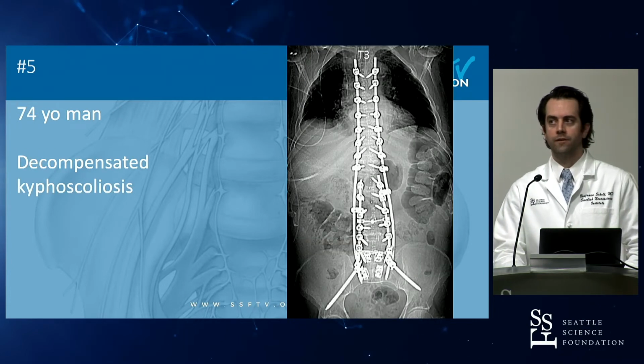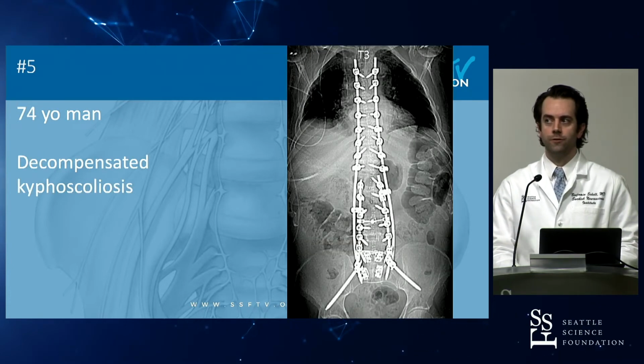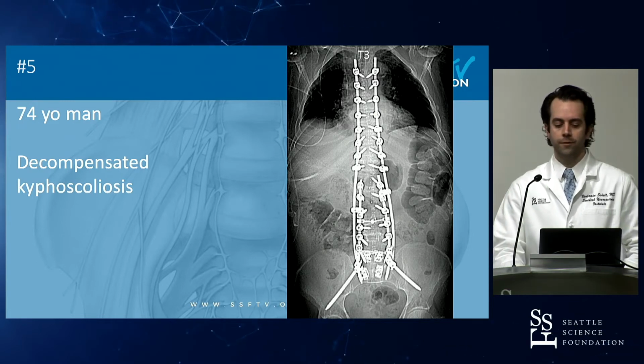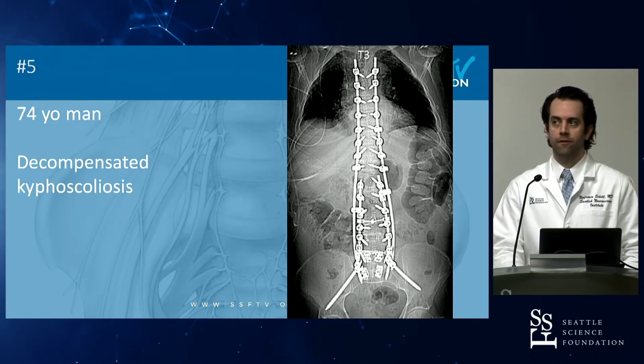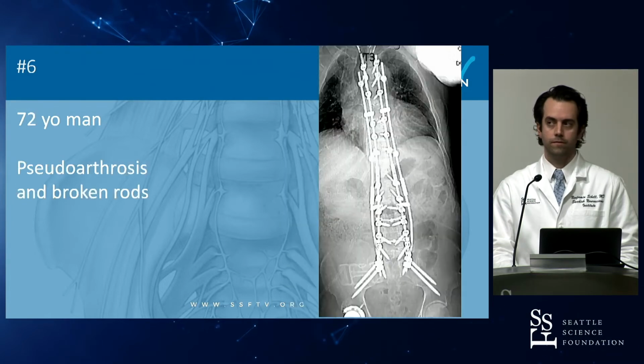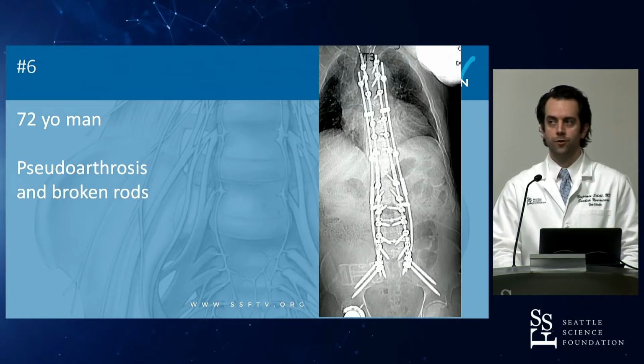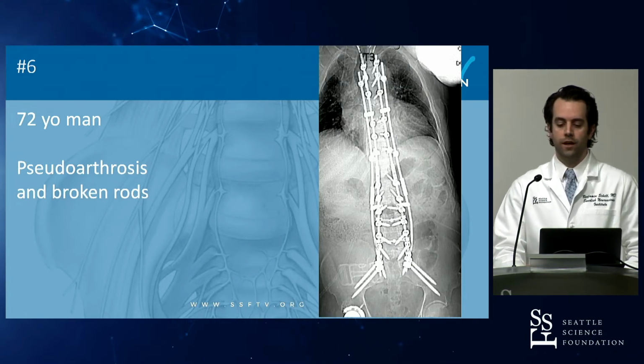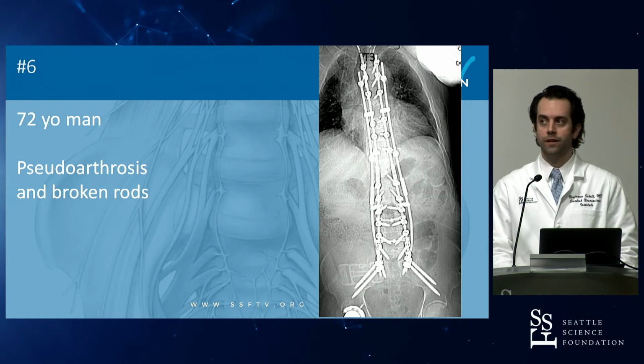All right, case number 5, 74-year-old man had decompensated kyphoscoliosis. Again, those are all pulled from the op notes. And then you have the scout AP CT scan with the T3 vertebrae marked above the construct. All right, case number 6, 72-year-old man again with osteoarthrosis, with the T3 shown marked above the construct there.